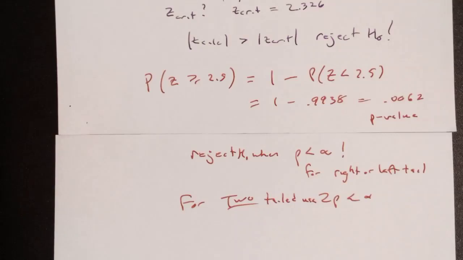Two-tail tests have smaller areas, which makes it harder to reject my null hypothesis. It's less likely I'm going to reject because I take that 1% and I split it into two 0.5%.